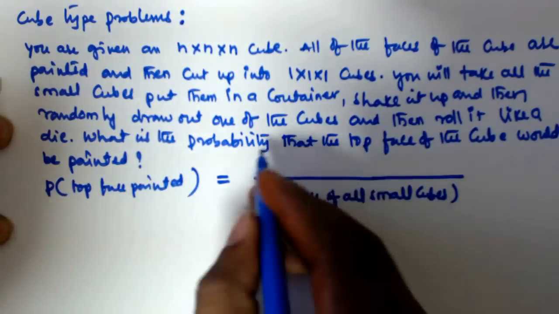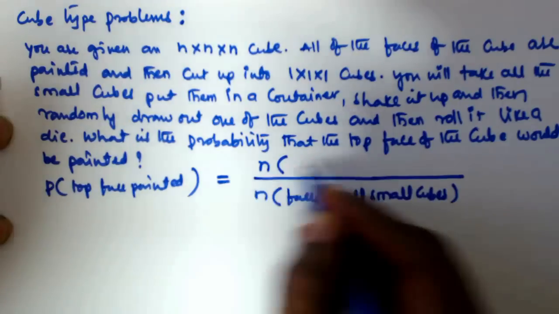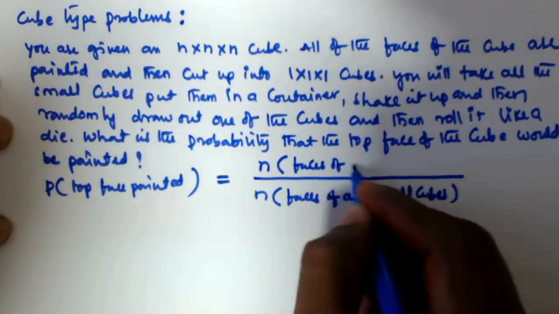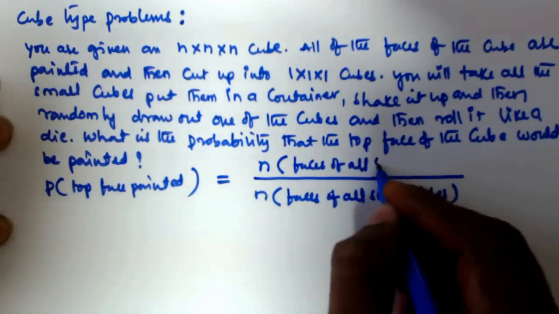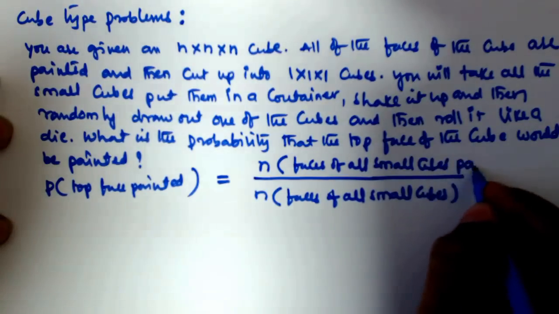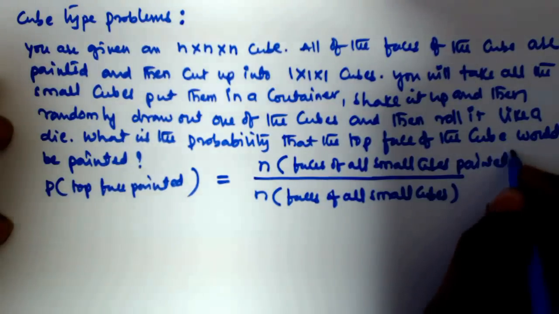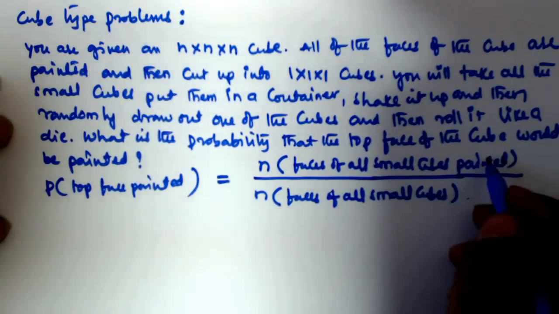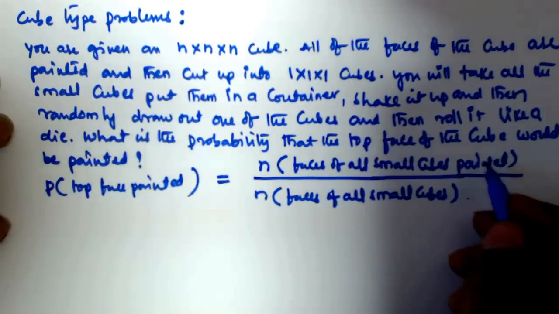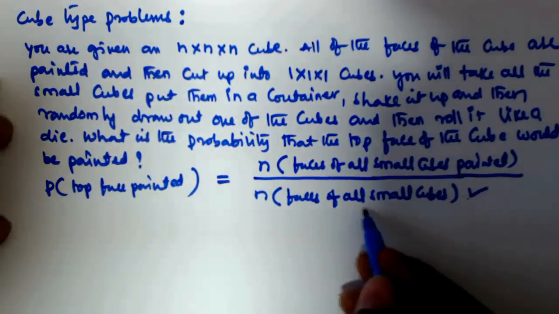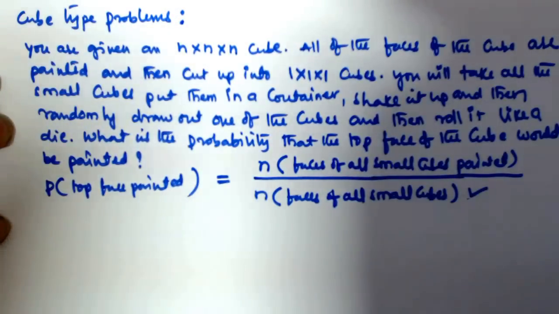And then the probability here we have to find is of a painted face. So that means we have to find the number of faces of all small cubes painted. So the denominator consists of painted plus non-painted, and the numerator consists of only the painted faces of the small cubes. So first we will find this one, right? The total number of faces of small cubes painted.